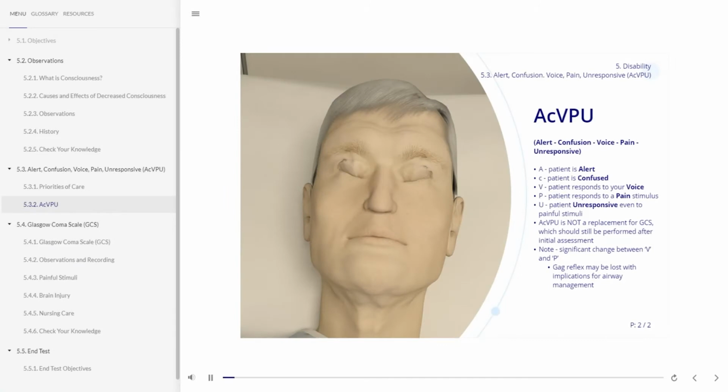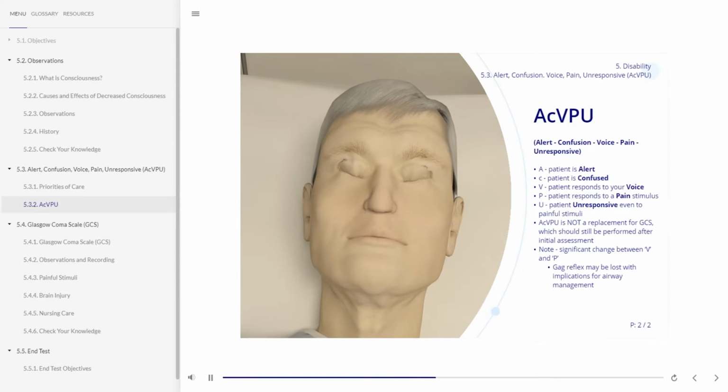The 5 responses in the ACVPU scale are recorded as follows. A is for alert, is the patient alert? C is for confusion, is the patient confused? V is for voice, is the patient responding to your voice? P is for pain, is the patient responding to a pain stimulus? And U is for unresponsive, even to painful stimuli.